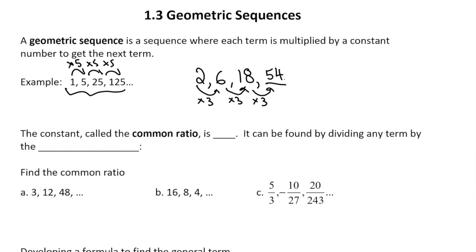The constant called the common ratio, this value of 3 in this case and 5 in the previous case, you denote it with an R for common ratio. And it can be found by dividing any term by the preceding term.